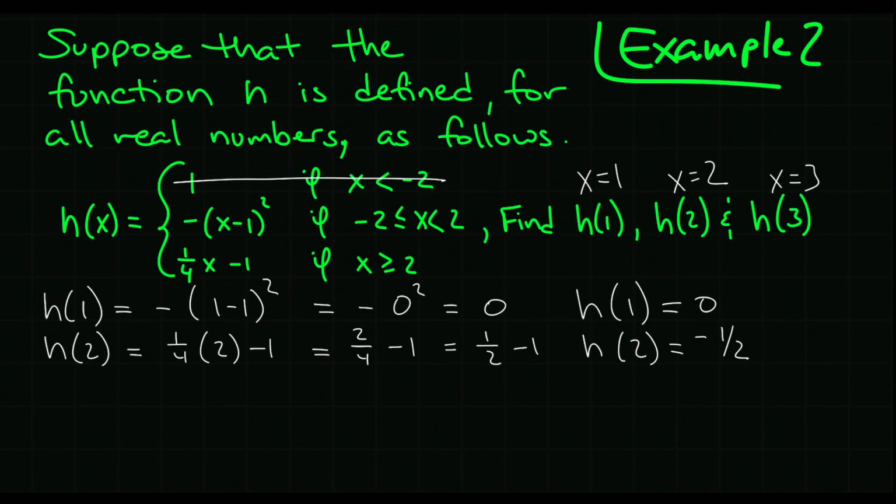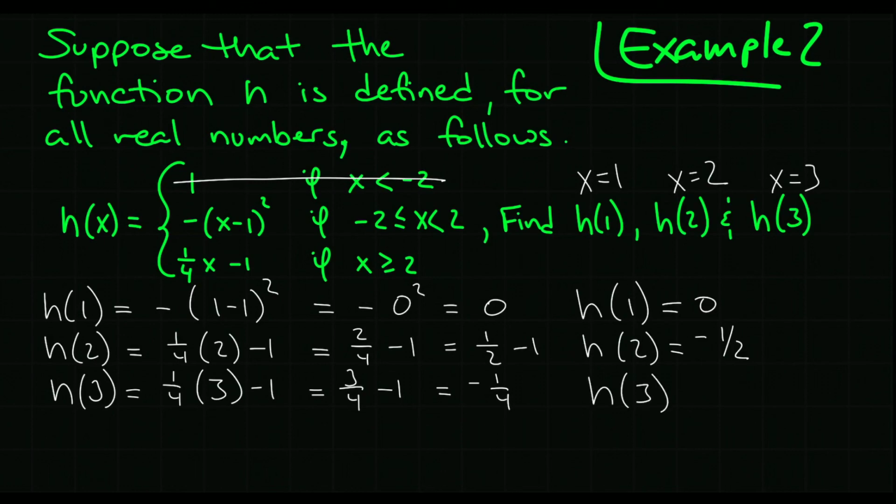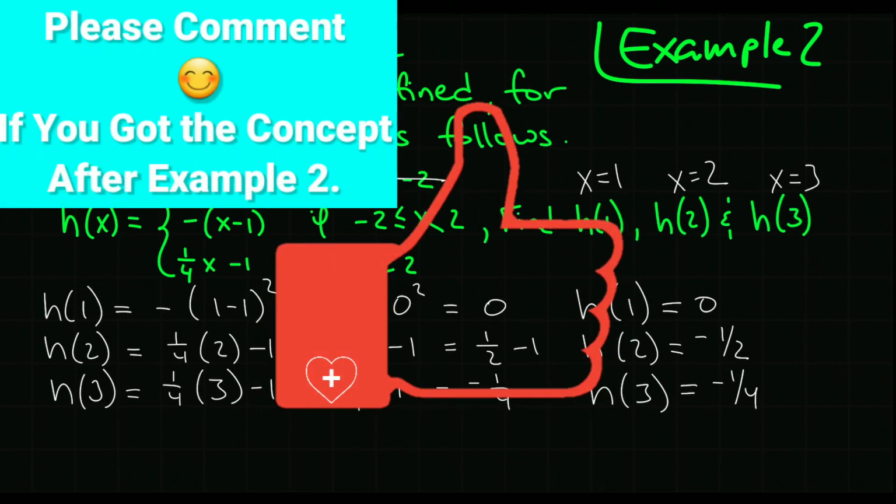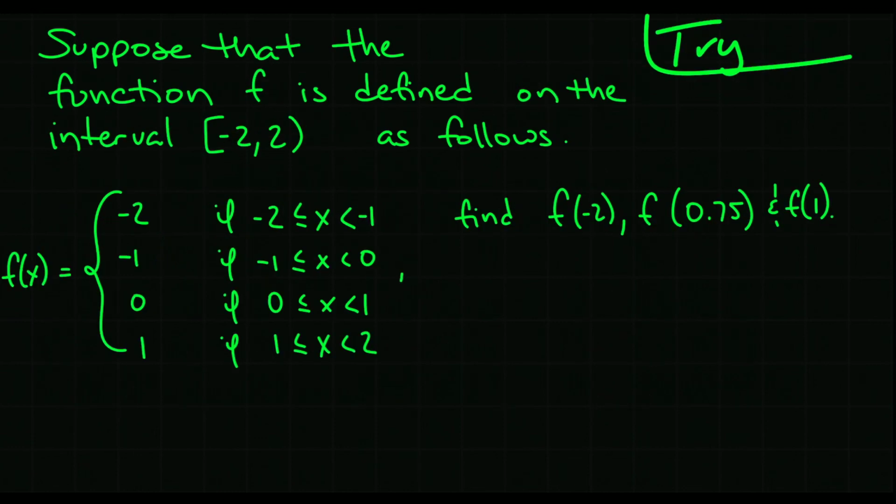Lastly, we have x is equal to 3. Because x is equal to 3, we're again going to use the bottom equation. So that's going to be h of 3 is equal to 1/4 times 3 minus 1. When we multiply that together, that's going to be 3 over 4 minus 1. 3 over 4 minus 1 is equal to negative 1/4. So our h of 3 is equal to negative 1/4. And that's it.